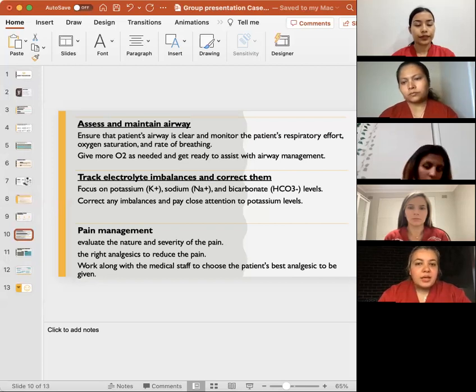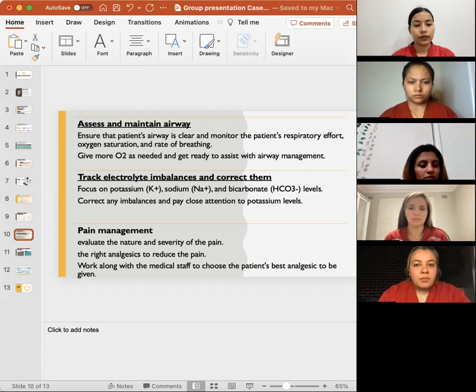Second one is track electrolyte imbalances and correct them. In the case study given, electrolyte abnormalities are present in Miss Casey as she has a history of DKA. Focusing on potassium, sodium, and bicarbonate levels when closely monitoring her electrolyte levels is necessary. Nurses must immediately correct any imbalances and follow the instruction of the medical experts.